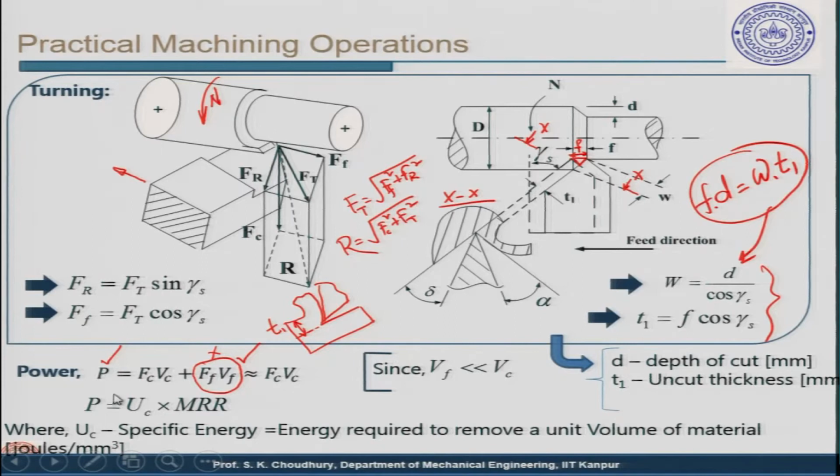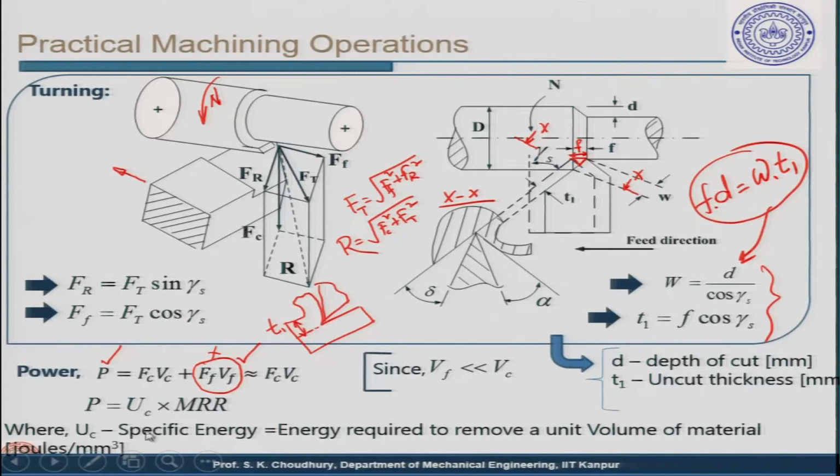Then we said that the power is approximately the product of Fc Vc, because Vf is much less than Vc. Otherwise, in the normal way it is the sum of the products Fc Vc and Ff Vf, in case Vf is high, comparable with Vc, but that does not happen in the case of turning. Vf is much less than Vc. So we ignore it and we say, also in the future, that the power is Fc into Vc, because we are ignoring the Ff into Vf component.